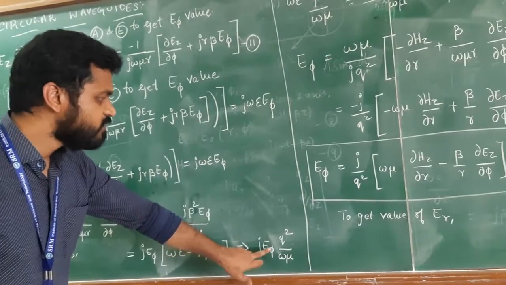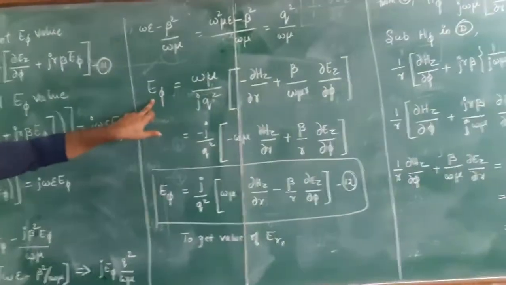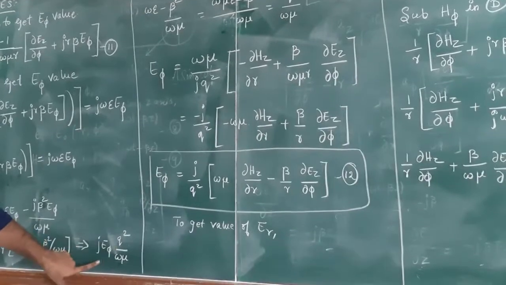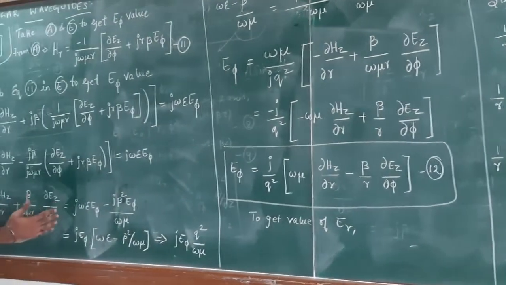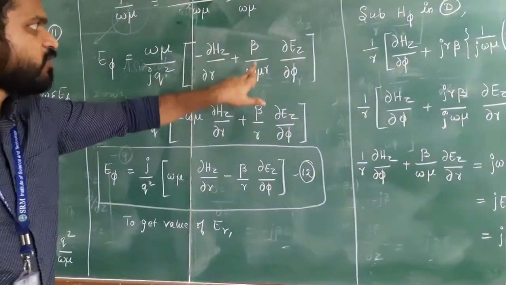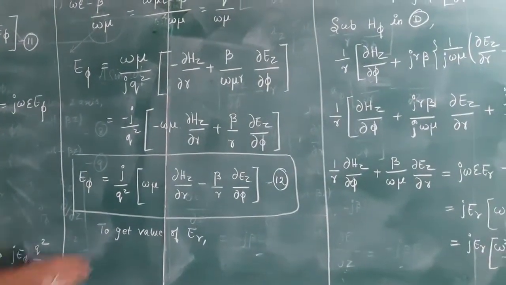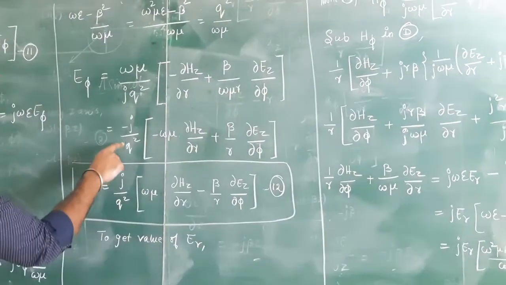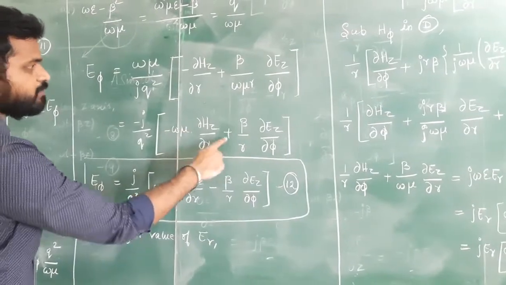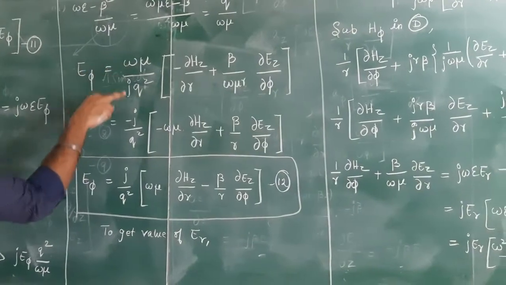To find Eφ, we will keep this Eφ on the left hand side and take all the remaining components to the right hand side. So it's given by Eφ is equal to ωμ by j q². This ωμ goes upside and jq² in the denominator, and then the remaining whole equation of the left hand side comes there: minus ∂Hz/∂r plus β by ωμr into ∂Ez/∂φ. After this, we will try to multiply this component inside. So it becomes minus j by q² into minus ωμ ∂Hz/∂r plus β by r into ∂Ez/∂φ. Since j is the denominator, to make it the numerator it becomes minus j.